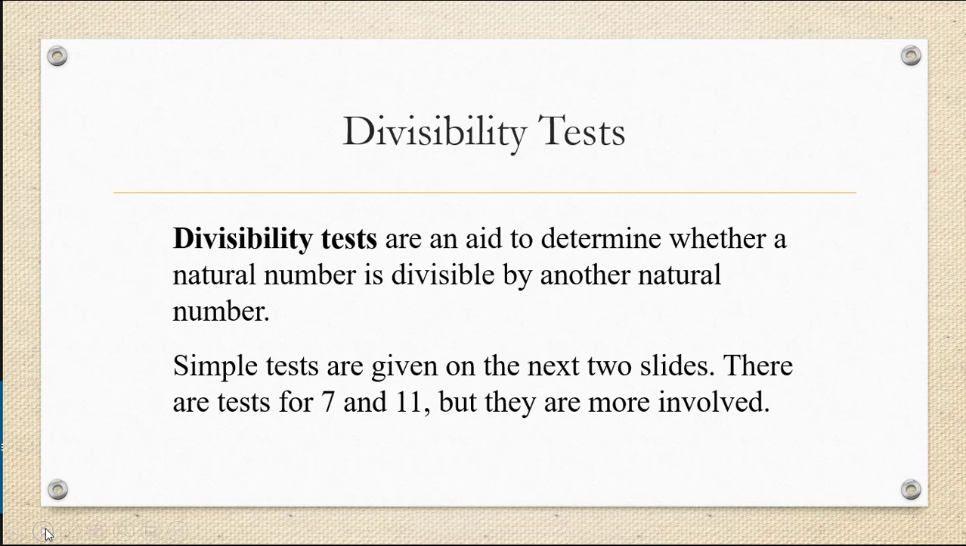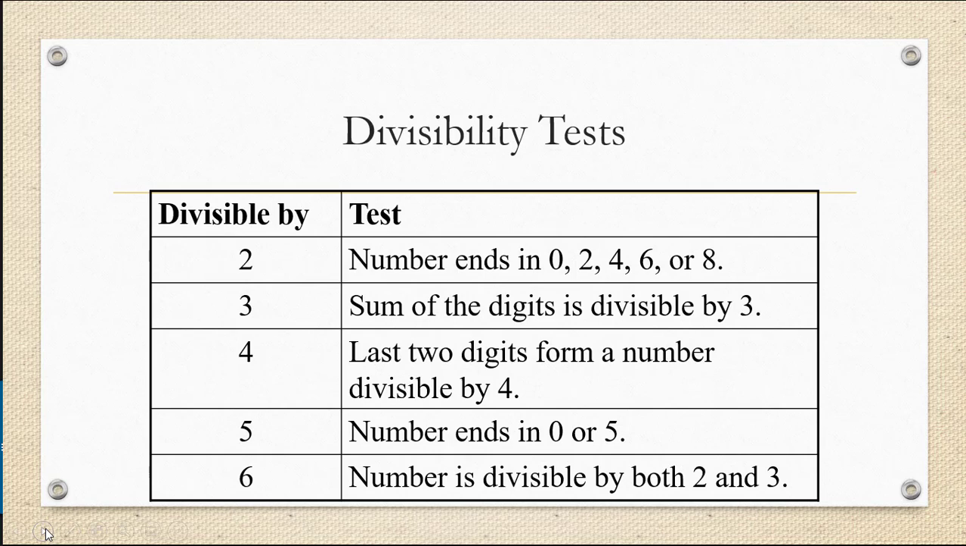Divisibility tests are an aid to determine whether a natural number is divisible by another natural number. We have tests for divisibility by the numbers 2 through 12, but we're not going to look at the tests for 7 and 11 because they're a bit too involved to be useful. The divisibility tests for 2 through 6 are on this slide.